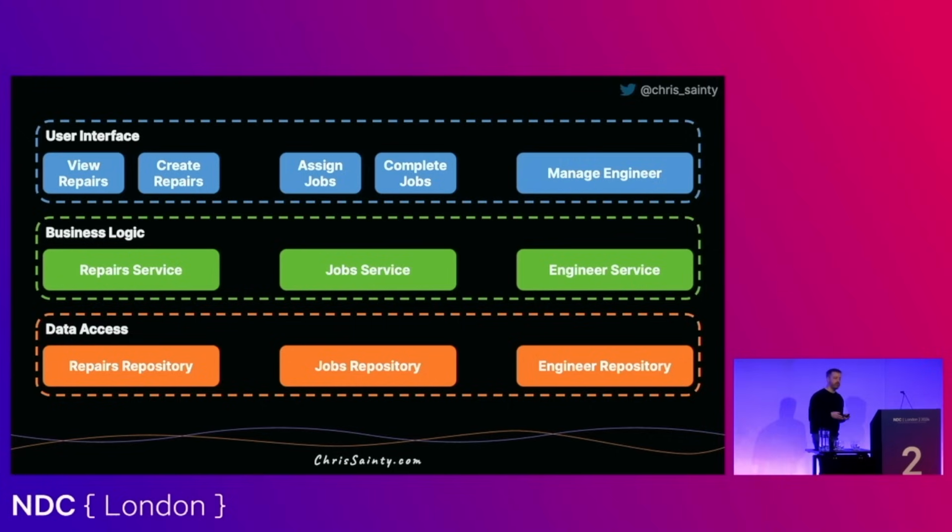And then we have a secondary grouping, and this is usually by an entity, okay? So the example here is for a fictional repair system. We have a repair, and that's serviced by a repair service and a repository, a job by a job service, and an engineer by an engineer service, and so on. And then there's some UI that calls into those things. Or maybe there's an API. It all depends. So this looks nice and neat and tidy, and this looks great as a design.